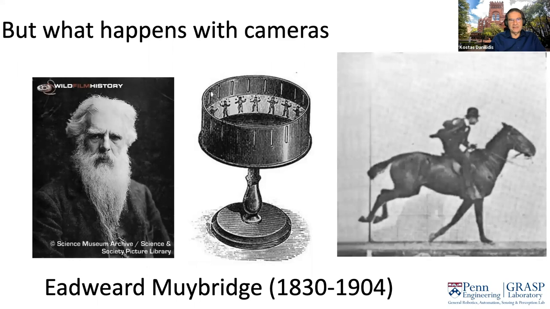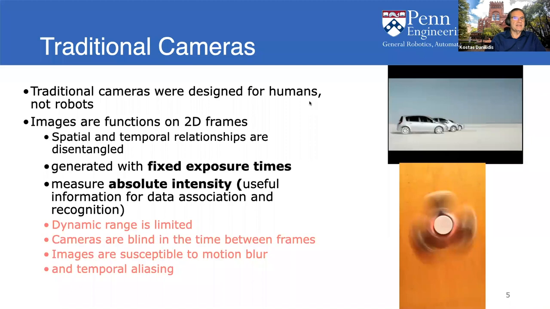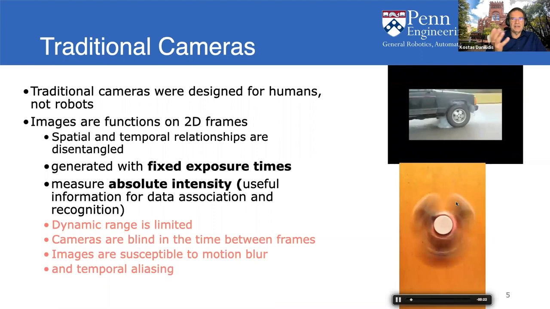And today's cameras are built from frames. Even if they're very, very fast, like the movie you see here that is captured at 240 frames per second slow-mo on a cell phone, everything is still frames. Now, what is the problem with these frames?